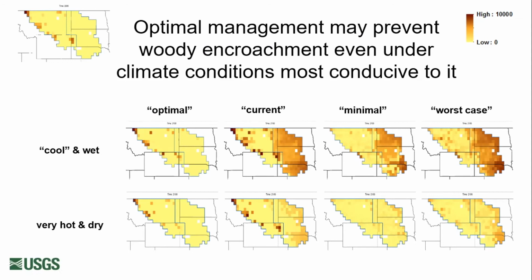The minimal management scenario has light grazing and fires are suppressed. And finally, the worst case scenario represents hard hit areas where grazing is severe, fires are suppressed, and there is ample seed source for the woody species. It's interesting to note on this slide that the minimal management scenario results in less encroachment than the current scenario in both climates. And this is because by the end of the century, wildfires are occurring more frequently than once every 40 years.